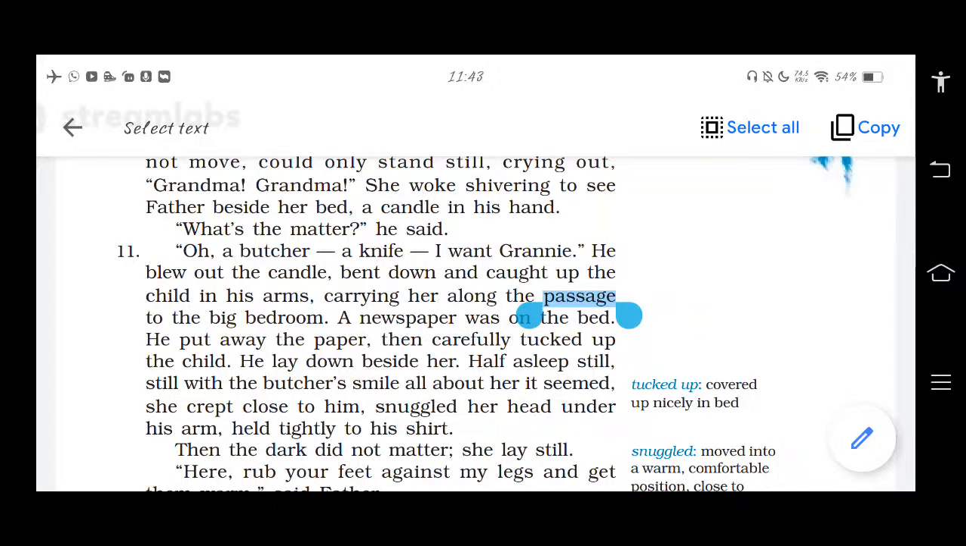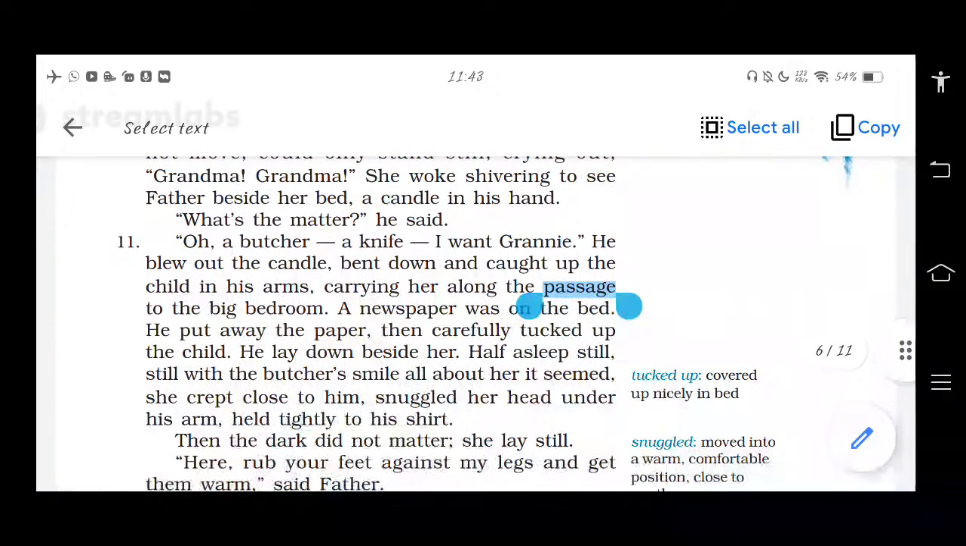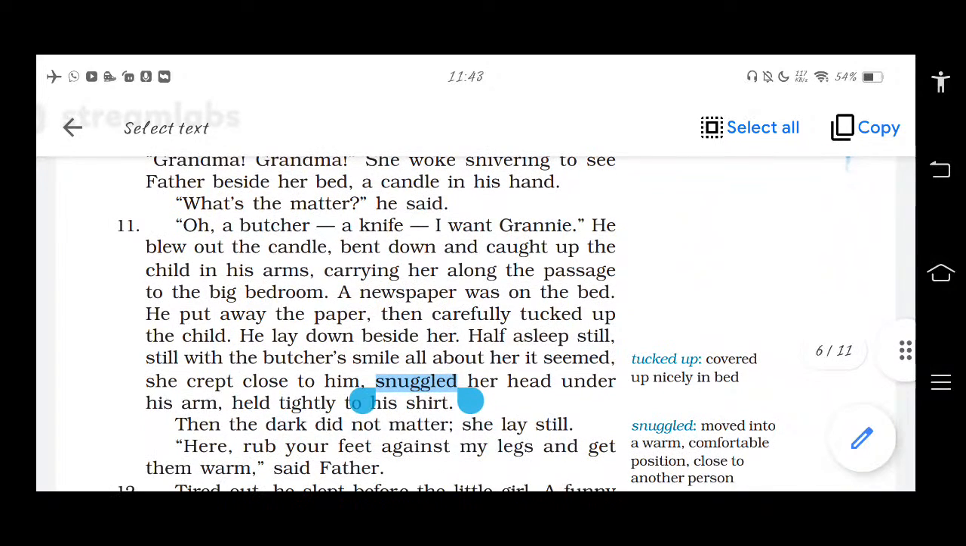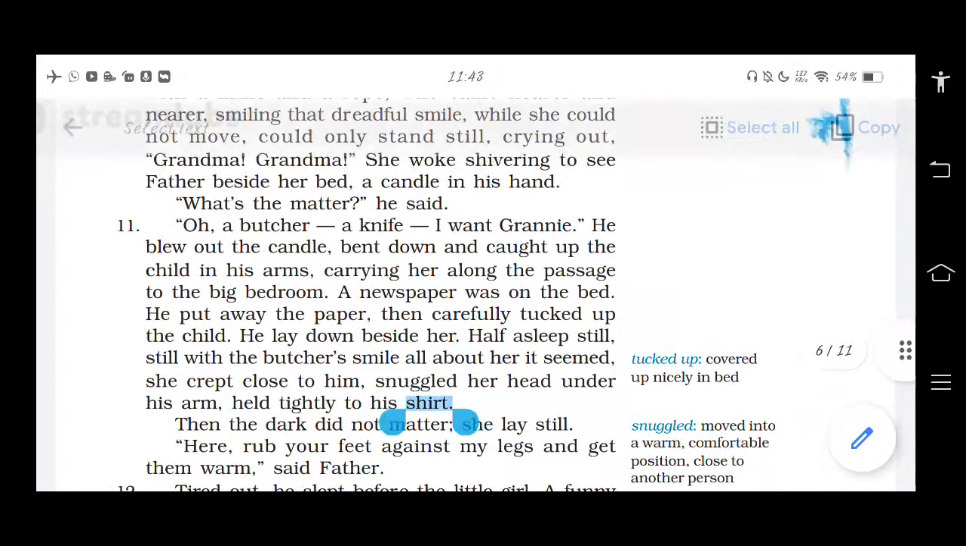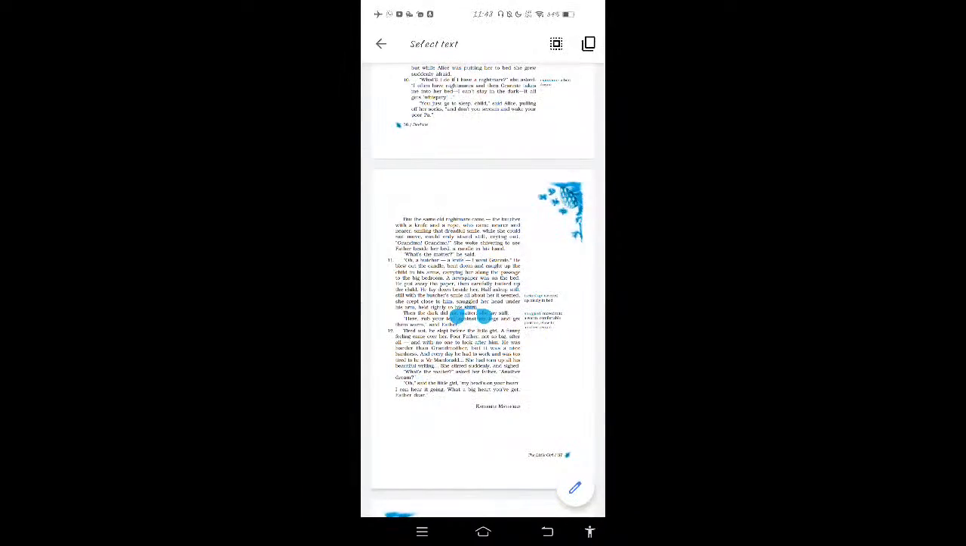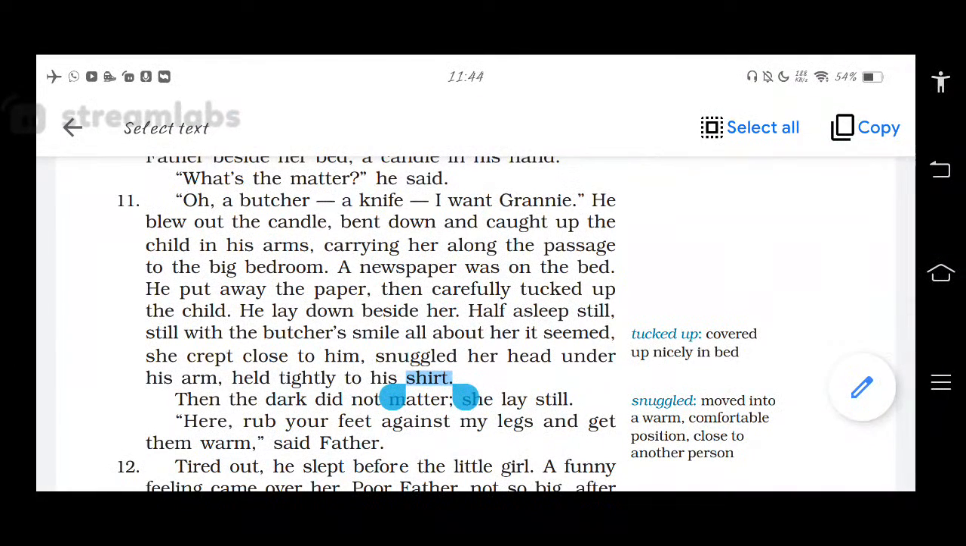He lay down beside her, half asleep, still with a butcher's smile all about her. It seemed she crept close to him, snuggled. Snuggled means moved very close to for warmth. Her head under his arm, held tightly in his shirt. Okay, right. Finally, her father took her to her bedroom and he put her to sleep. And not only that, he also slept very close to her.